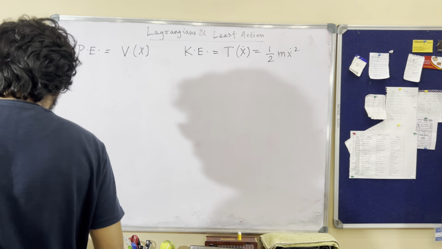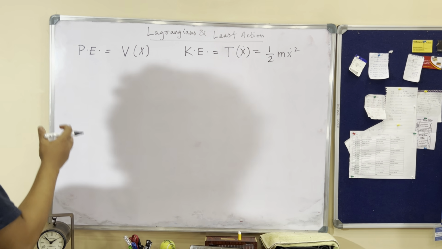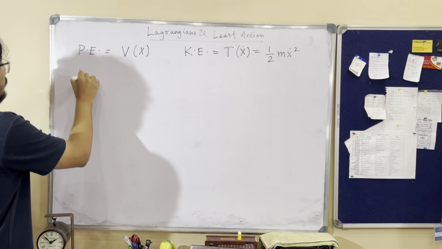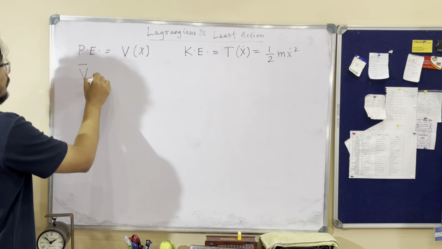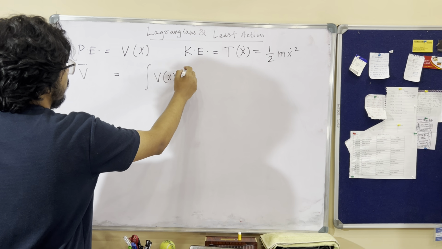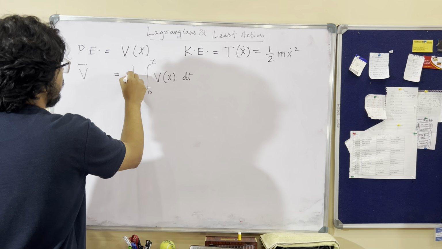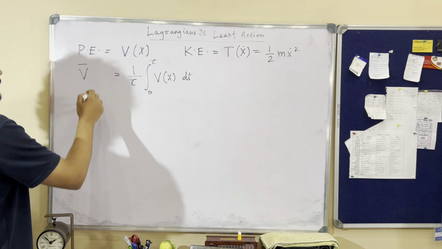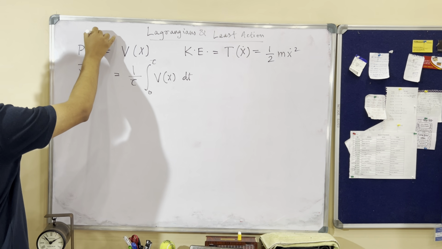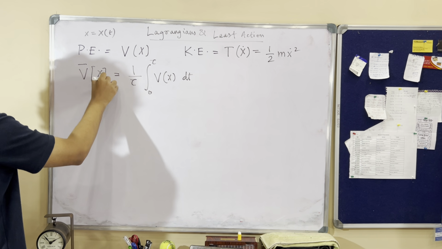And now we are going to consider two things: the average potential energy and the average kinetic energy. The average potential energy, I am writing that with V bar, and this will be equal to integrating V of x with respect to time from 0 to some time tau and dividing that by tau. And x is actually a function of time, so we can say that this is nothing but a function of x.